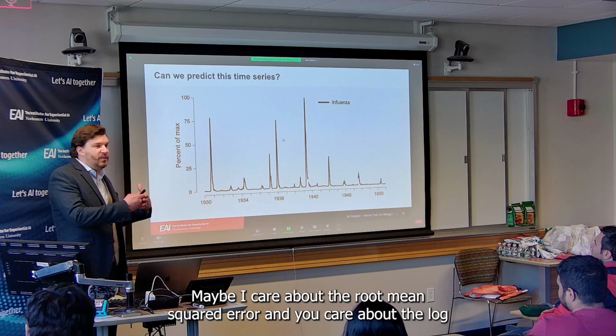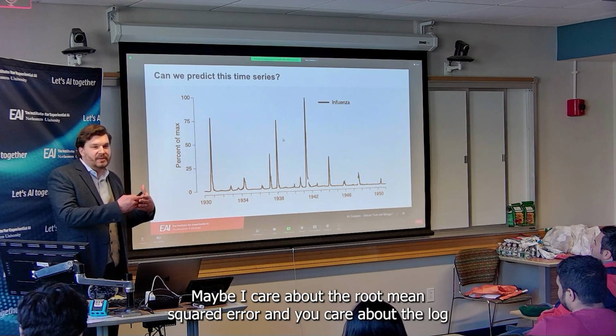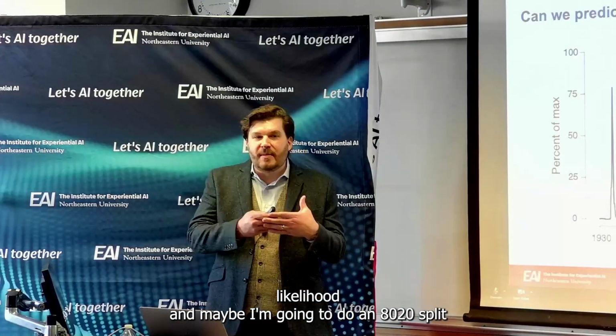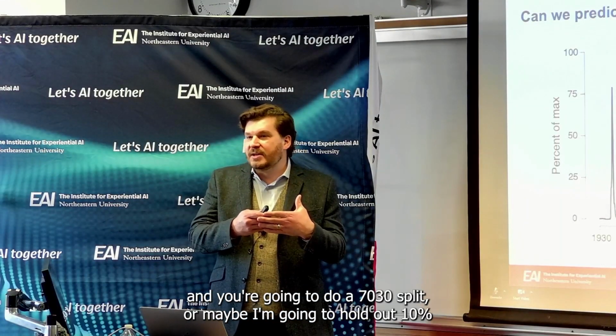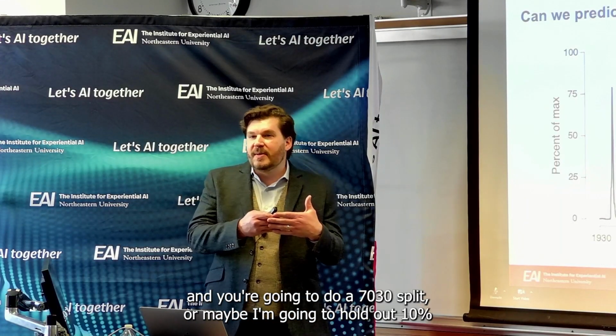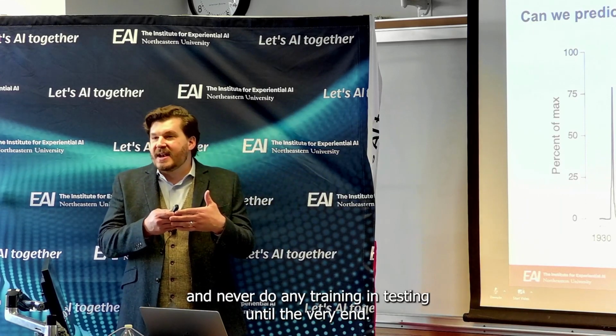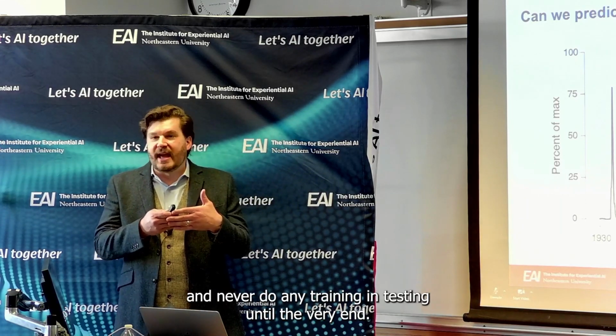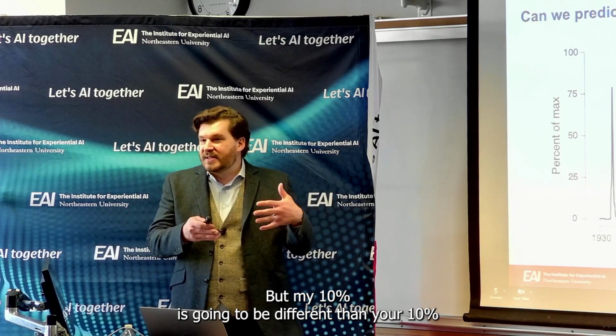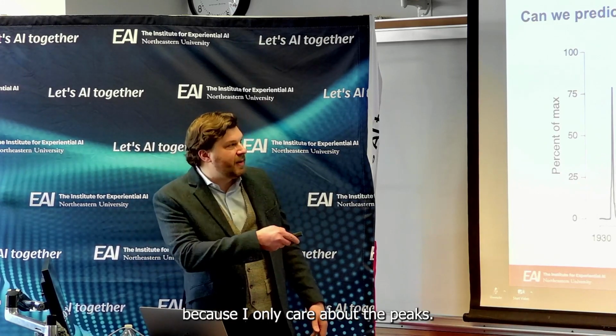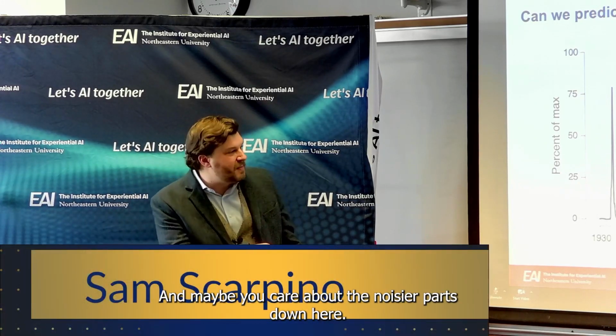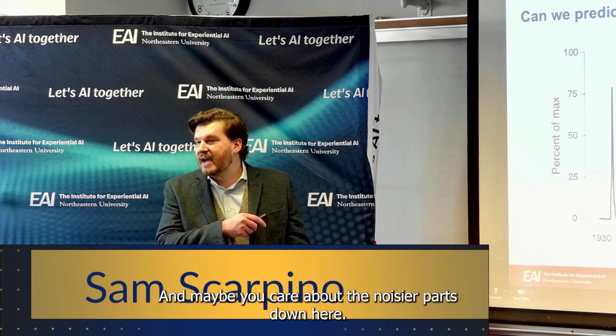Maybe I care about the root mean squared error and you care about the log likelihood. And maybe I'm going to do an 80-20 split and you're going to do a 70-30 split. Or maybe I'm going to hold out 10% and never do any training and testing until the very end. But my 10% is going to be different than your 10% because I only care about the peaks. I think that's harder to predict. And maybe you care about the noisier parts down here.